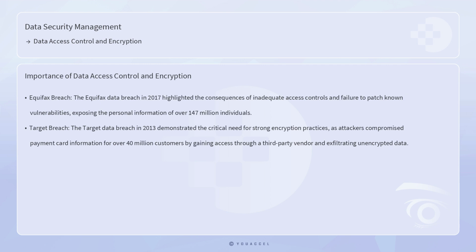Real-world examples underscore the importance of effective data access control and encryption. The Equifax data breach in 2017, which exposed the personal information of over 147 million individuals, highlighted the consequences of inadequate access controls and failure to patch known vulnerabilities. Equifax's lack of robust access control mechanisms allowed attackers to exploit a web application vulnerability and gain access to sensitive data. Similarly, the Target data breach in 2013, where attackers compromised payment card information for over 40 million customers, demonstrated the critical need for strong encryption practices. The attackers gained access to the network through a third-party vendor and exfiltrated unencrypted data, emphasizing the importance of encrypting sensitive information at all stages.